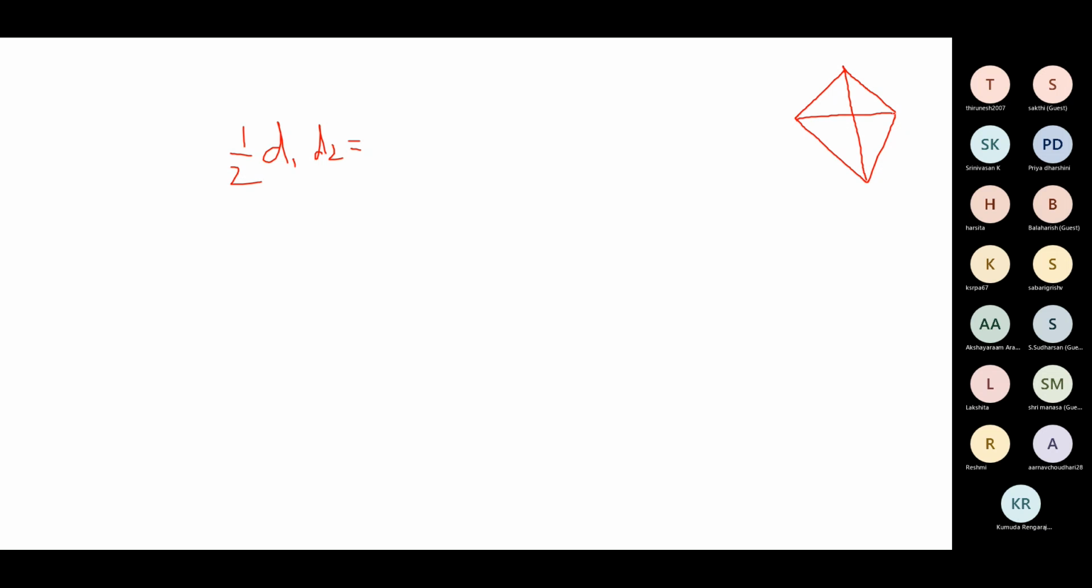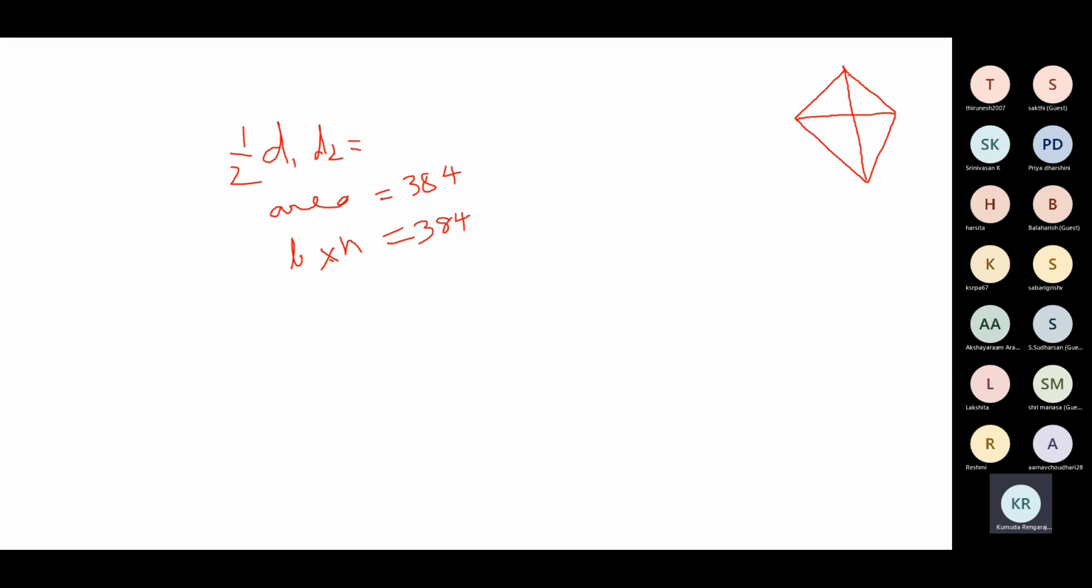384, ma'am. Yes, ma'am. Okay, so area is equal to 384. Now area can also be found using the formula base into height. Base into height is equal to 384.